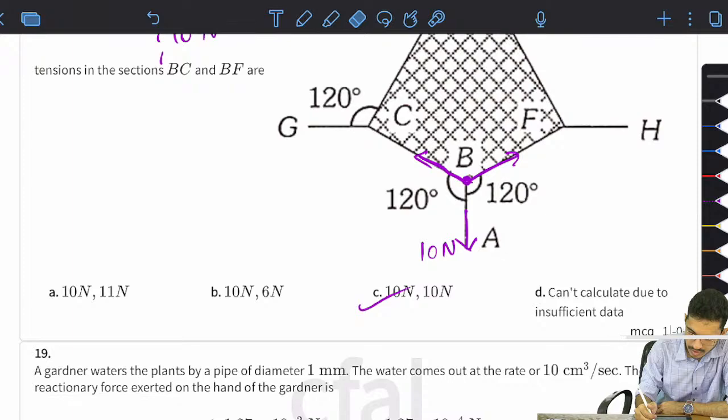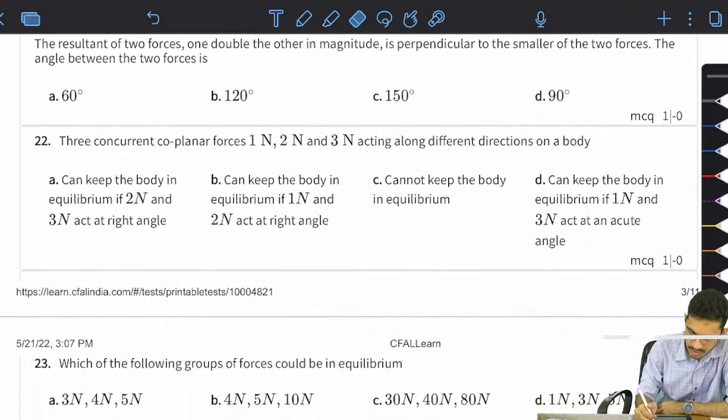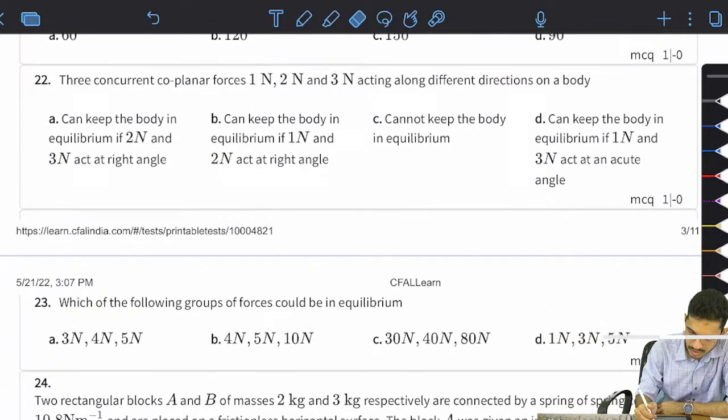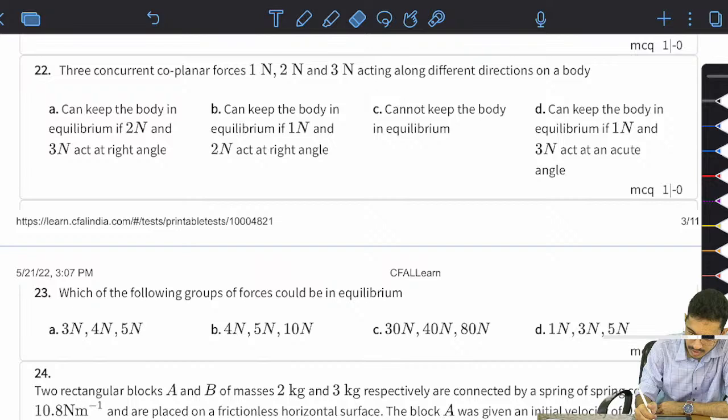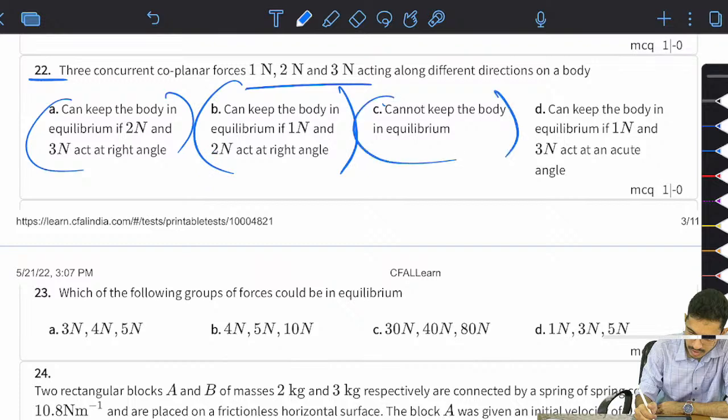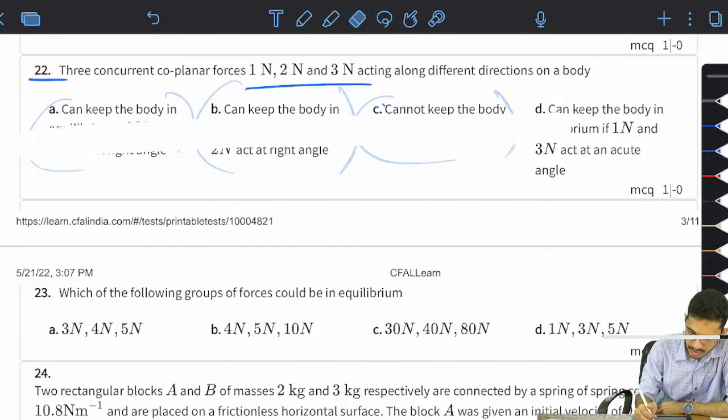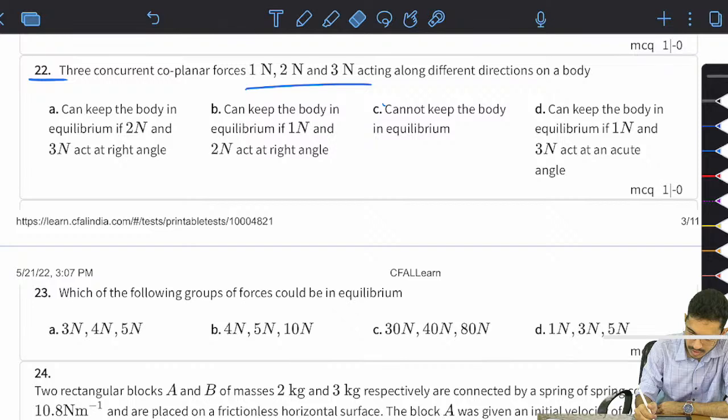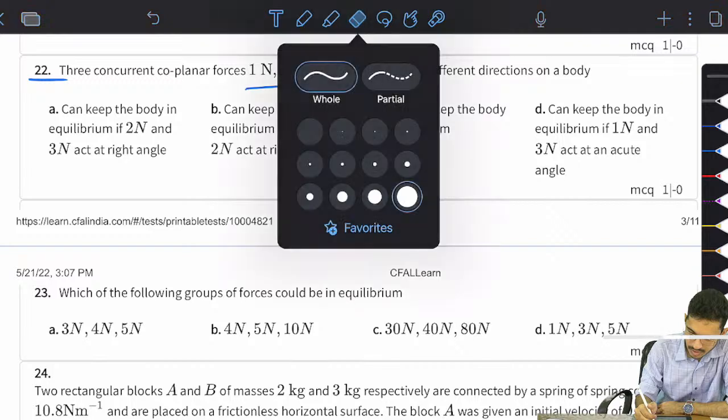Next, okay, so let's look at the 22nd question. The 22nd and 23rd question follow the same concept. So I'll focus only on the 22nd one. 3 concurrent coplanar forces 1, 2 and 3 acting along different directions on a body can keep the body in equilibrium if they act on a certain angle. The first and second is about some angle, and they mention one is they cannot keep it in equilibrium, etc. Now here is the idea. For 3 forces to keep an object in equilibrium, they should cancel out. In other words, the vector sum of the 3 forces must be 0, right?